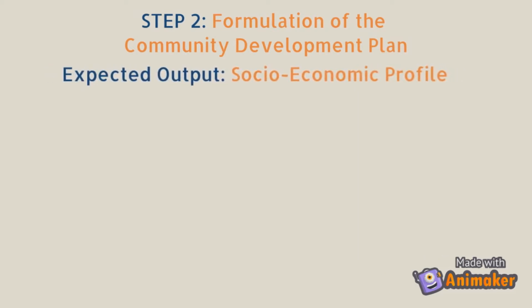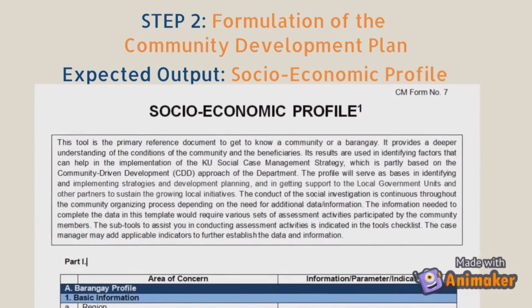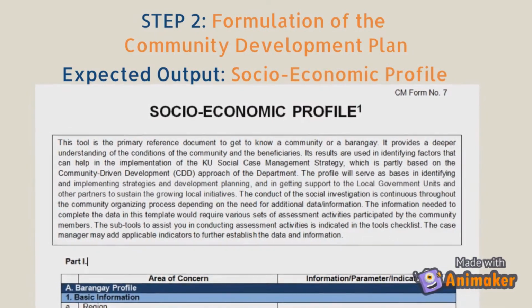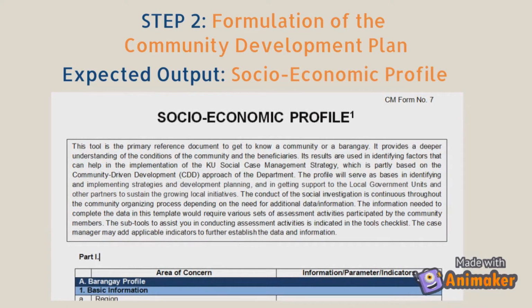Next is step 2, formulation of the community development plan. Expected output, socio-economic profile. Community development plan is part of the socio-economic profile. The socio-economic profile is a tool that provides a deeper understanding of the conditions of the community and the beneficiaries. Its results are used in identifying factors that can help in implementing community-initiated projects using the community-driven development approach.